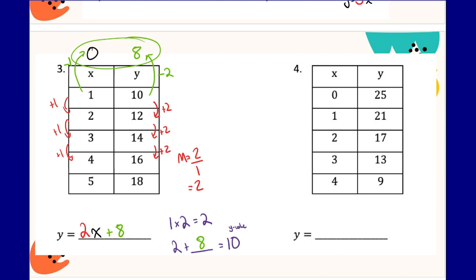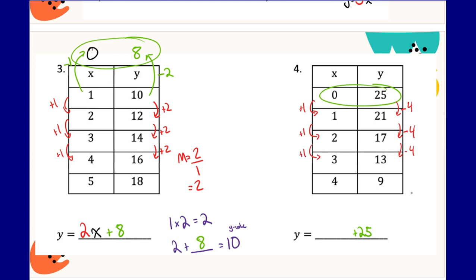Number 4. Again, this one's nice and easy, at least for the first part. I see my constant right away. I see x is 0, which tells me that y is positive 25. The only thing now we have to figure out is our multiplier. What are the y values changing by? Well, 25 to 21, that's a decrease of 4, so minus 4. 21 to 17, decrease of 4 again, minus 4. You could do the next one, minus 4, and so on. Double check that the x's are increasing by 1. In this case, they are.